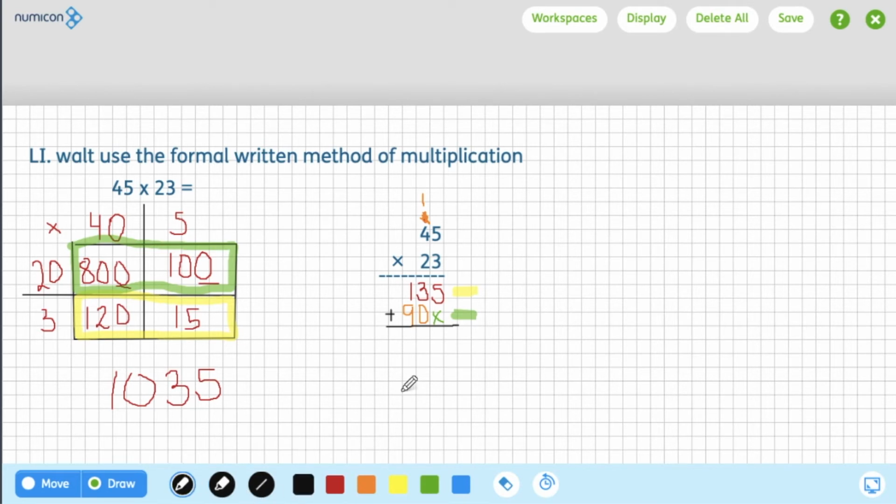So when I add them together, I have 5 in my units column, 3 in my tens column, and then 1 plus 9 is 10, so 10 tens is 1,000, and again I have 1,035.